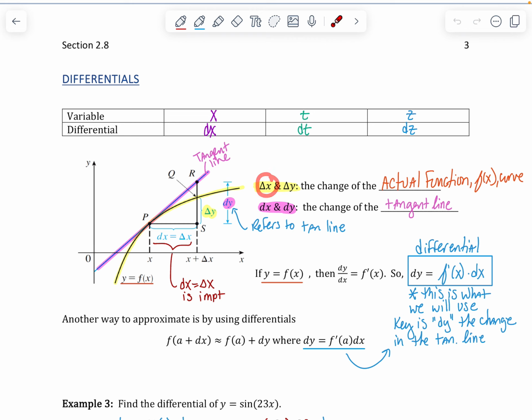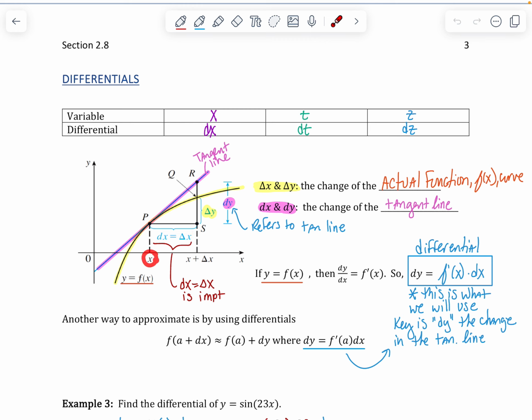So when it comes to delta x, the change in the actual function, you're going to have some initial input x for a point P on your curve and some other input value for a point Q on the curve. So if you go from 4 to 5, you would be going from 4 to 4 plus 1. That's how you get the 5. So delta x is the change from the first input to the next input, which are two different points on the curve.